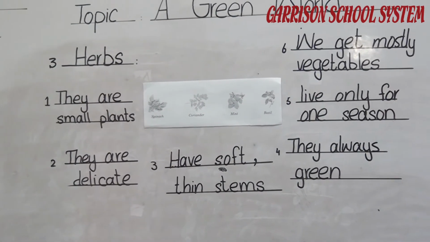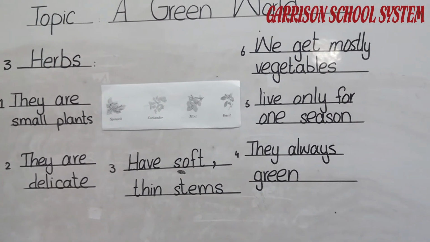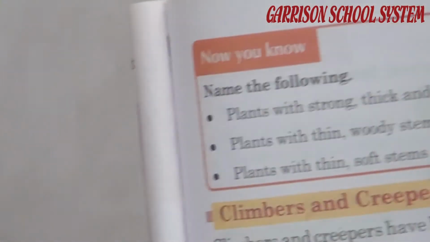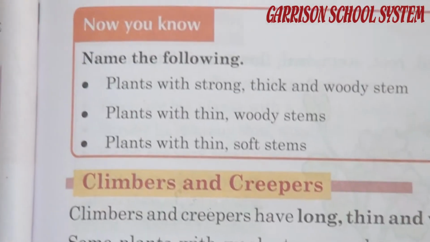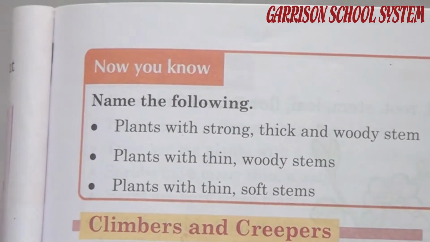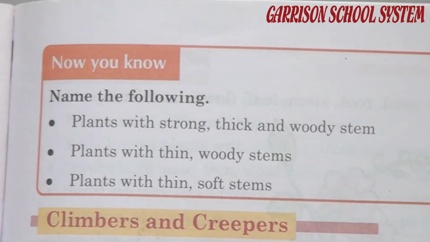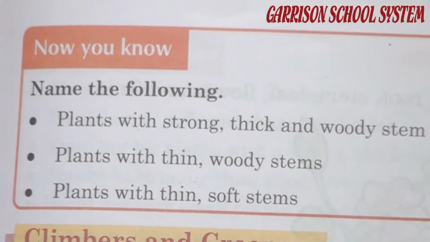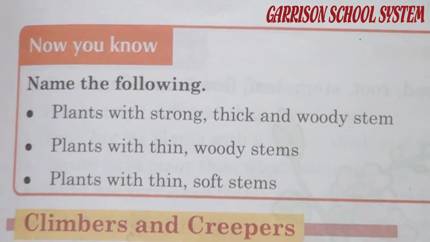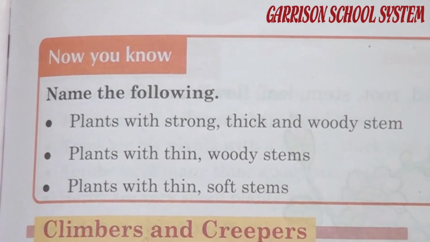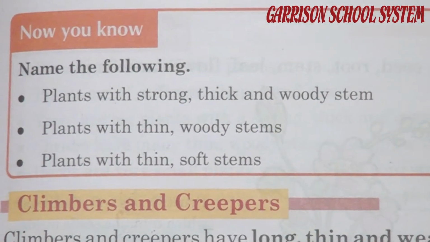Now come to page number 11. Here is a Now You Know activity for you. You have to try to give the answer to these questions. Name the following. Here are different lines about different types of plants, and you have to find the correct answer for these lines. Number 1 line is plants with strong, thick and woody stems. Which type of plant has a strong, thick and woody stem?